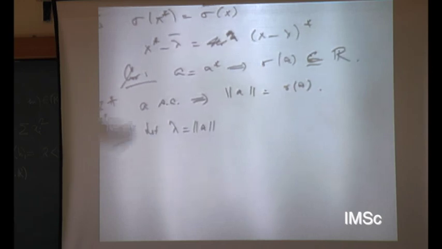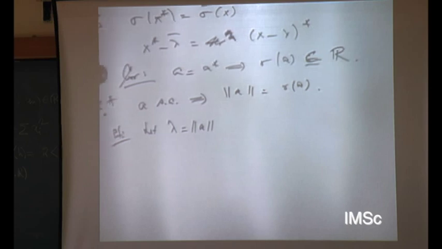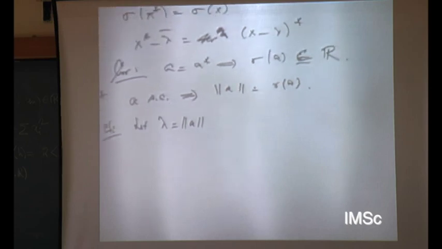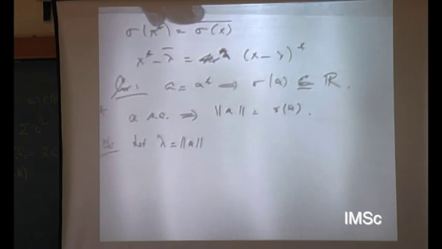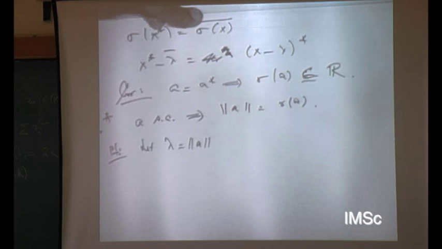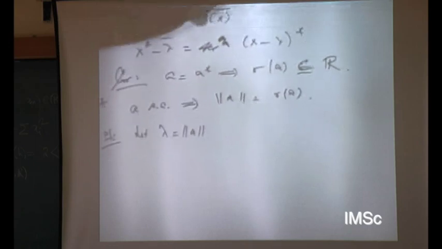No, the corollary is proved because of this. The spectrum of X star is the image of the spectrum of X under the conjugate mapping. So if X is self-adjoint, it says the spectrum of A is the spectrum of A conjugate.